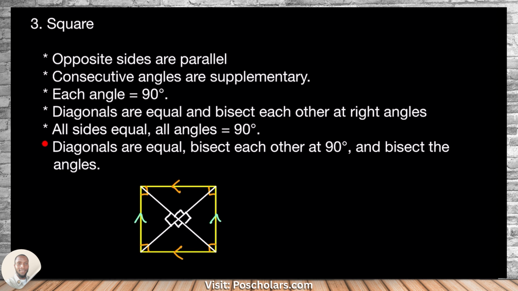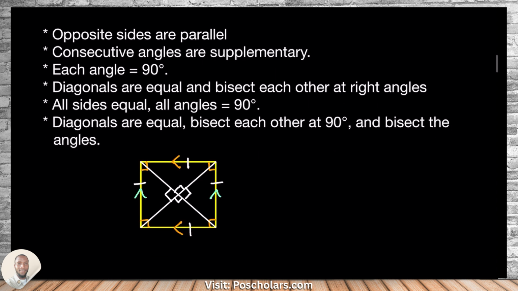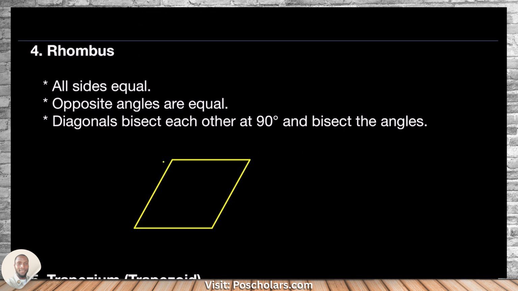So the next one, okay, all sides are equal, right? Let's establish that this side is equal to this side, and is equal to this side, and is equal to this side. So all sides are equal. Next, rhombus. Now, the property of rhombus says all sides are equal, right? In this rhombus, this side is equal to this side, equal to this side, and equal to this side, right?